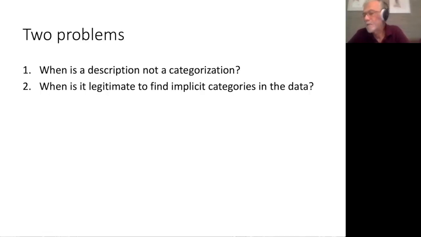I've focused in this talk primarily on the issue of description versus category, but I think the issue of implicit categories, that is, of when it's legitimate to read categories into the data, is of equal significance. As a matter of fact, that was the thing that came up most often as an issue in my seminar.